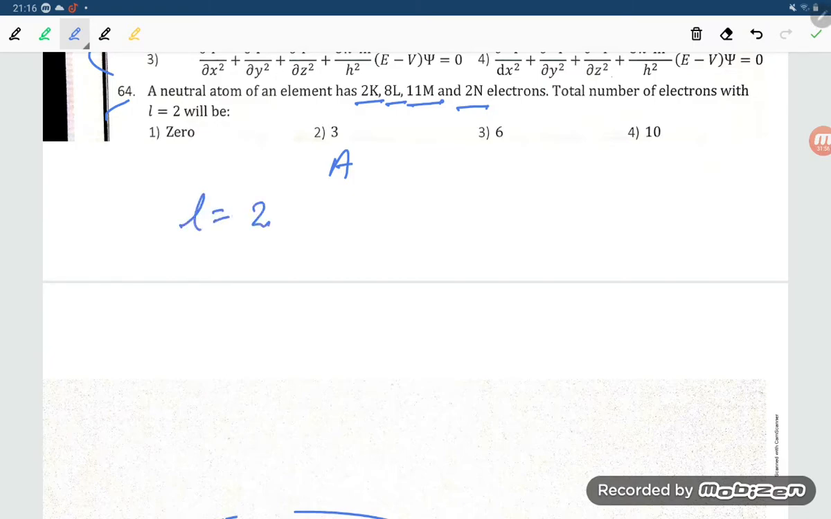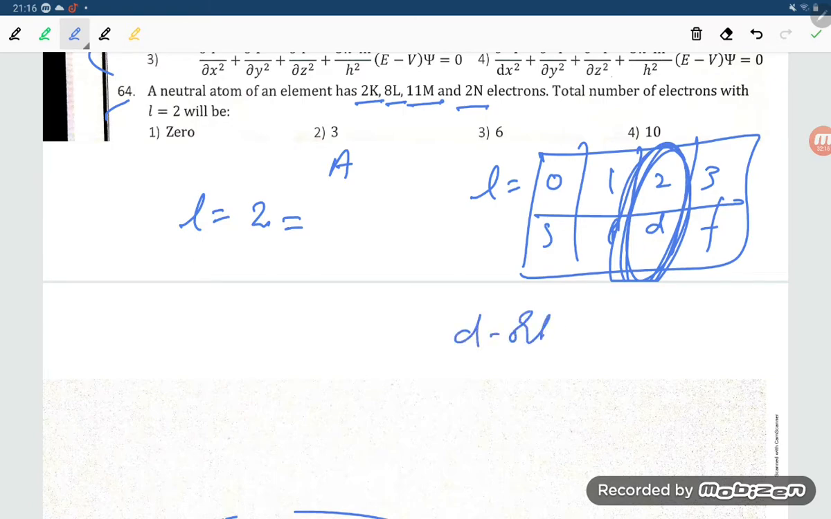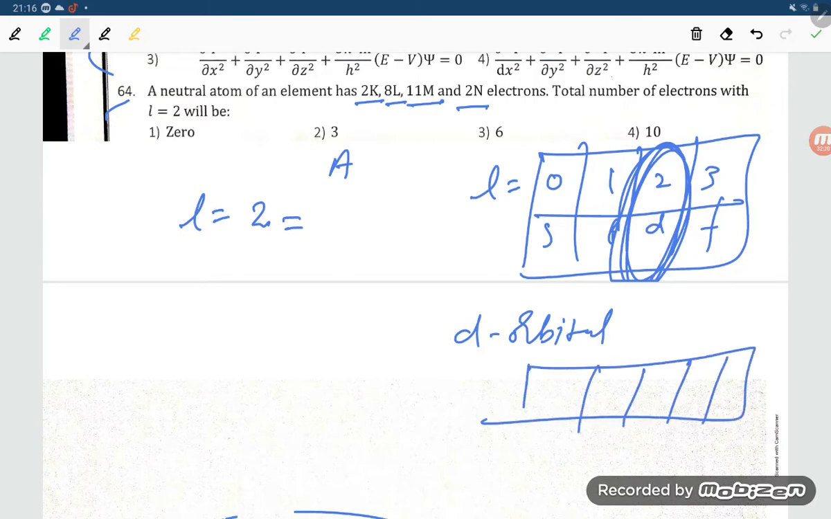L equal to 2 means which orbital, student? L equal to 0, 1, 2, 3 are S, P, D, F, right, student? So when L equal to 2, it is the D orbital. How many types of D orbitals, student? There are 5 types. How many electrons can each have? That is 5 times 2, which is 10 electrons, student. So which is the correct option, student? Option number 4 is the correct option.